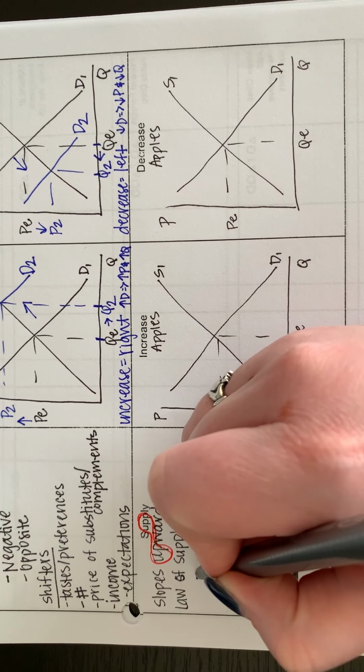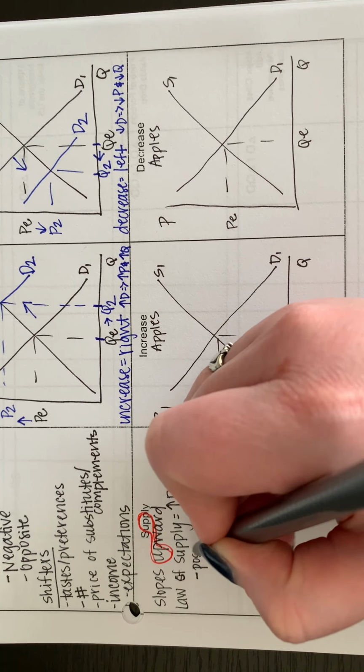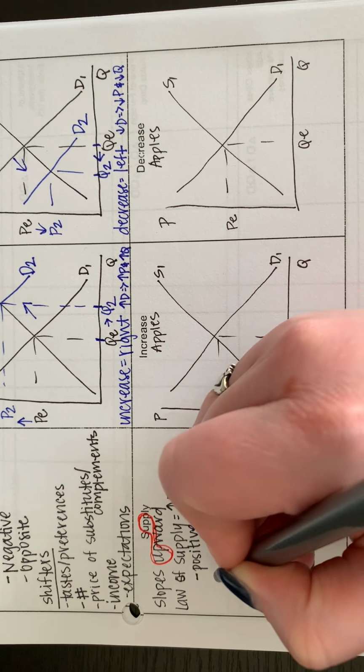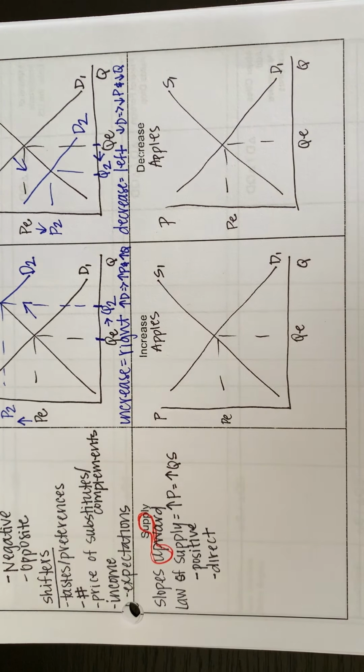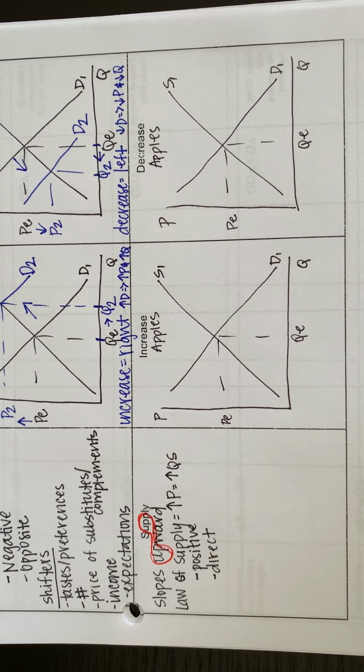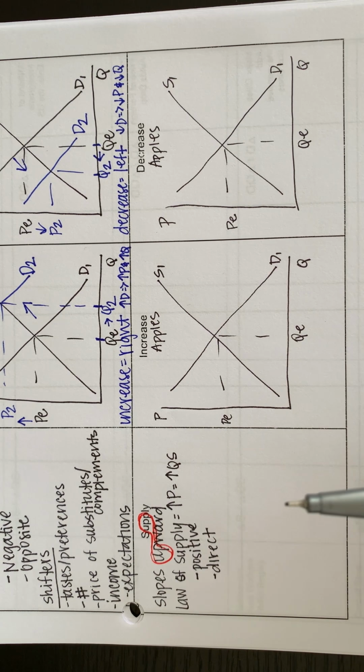So our law of supply is a positive relationship. It's a direct relationship. That's why we have that upward slope, because it is a positive relationship. It is a direct relationship. So if price goes up, quantity supplied has to go up. If price goes down, quantity supplied has to go down.